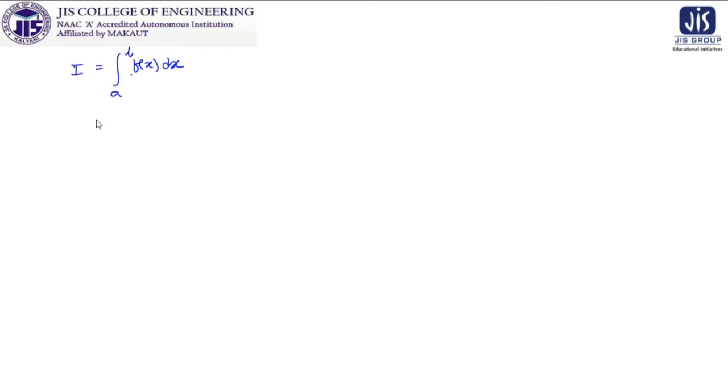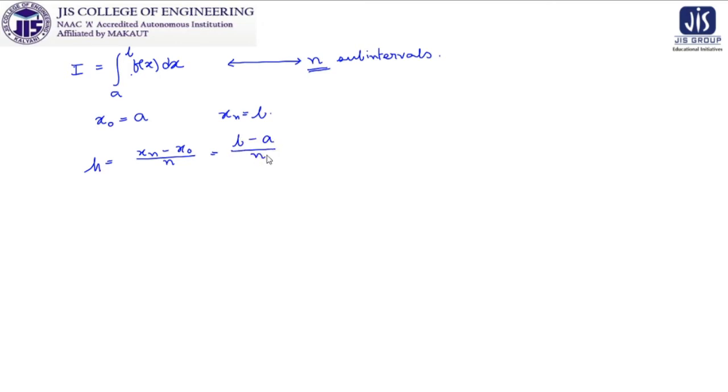We are going to take x0 as a and xn as b, and along with this question it will also be given that depending on how many subintervals we are trying to find out the result. So if it is given as n subintervals, then we are going to find out the step length h as (xn minus x0) by n. So here it will be (b minus a) by n.